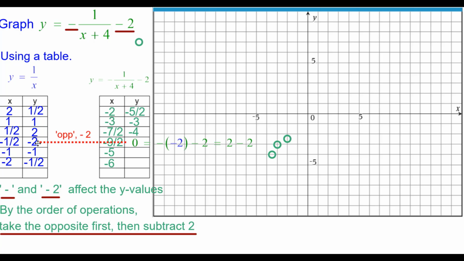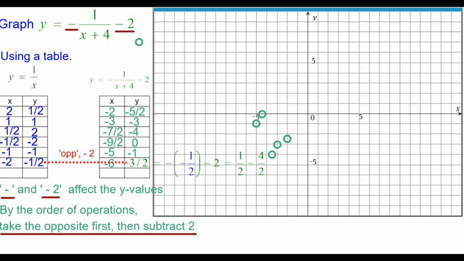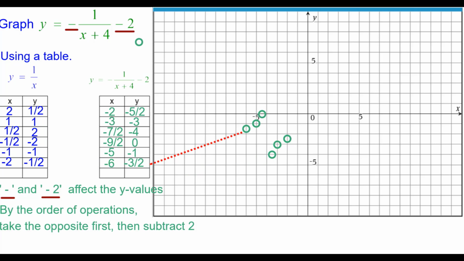So the opposite of negative 2 is positive 2, minus 2 is 0. So negative 9/2, comma 0, an x-intercept. Negative 1, take the opposite as 1, minus 2 is negative 1. Negative 1, negative 1. The opposite of negative a half is positive a half, minus 4 halves is negative 3 halves. So negative 6, comma negative 3 halves.